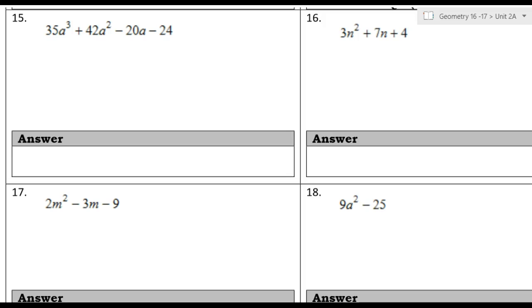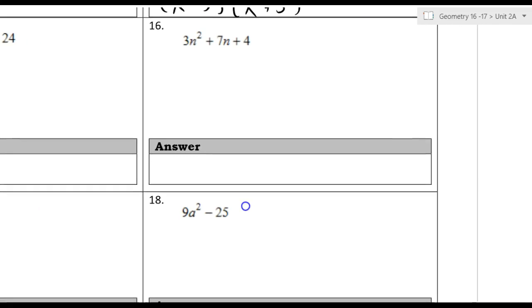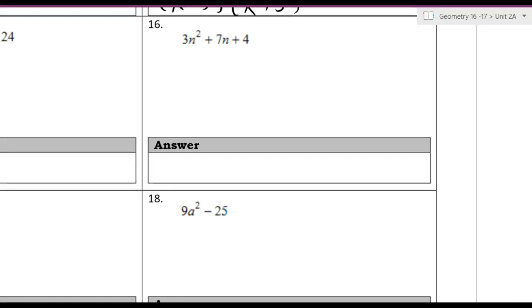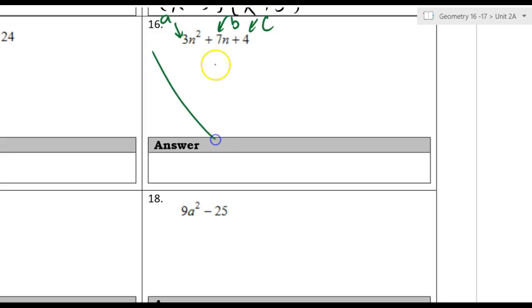So in 16 here, the first thing, just like I've been saying, you always want to look for is greatest common factor between 3, 7, and 4. There's not a greatest common factor. Then we ask, how many terms do I have? There are 3 terms, so that means we have to identify our A, our B, and our C. And we want to create our factor X.